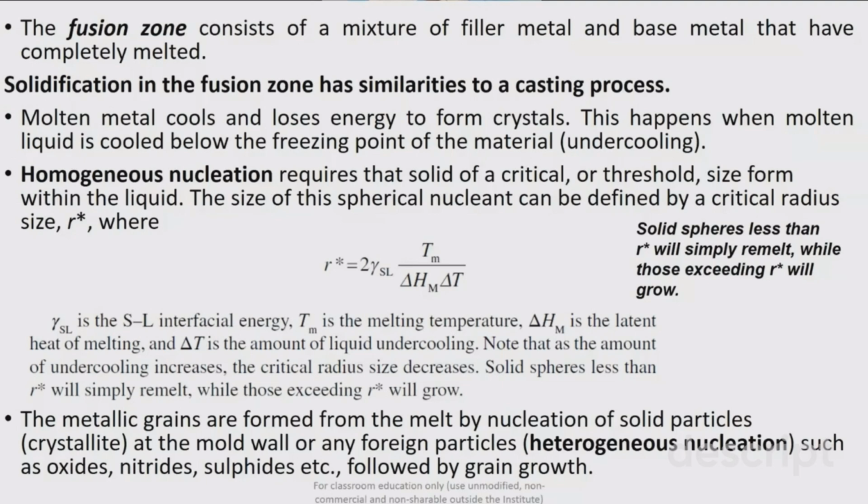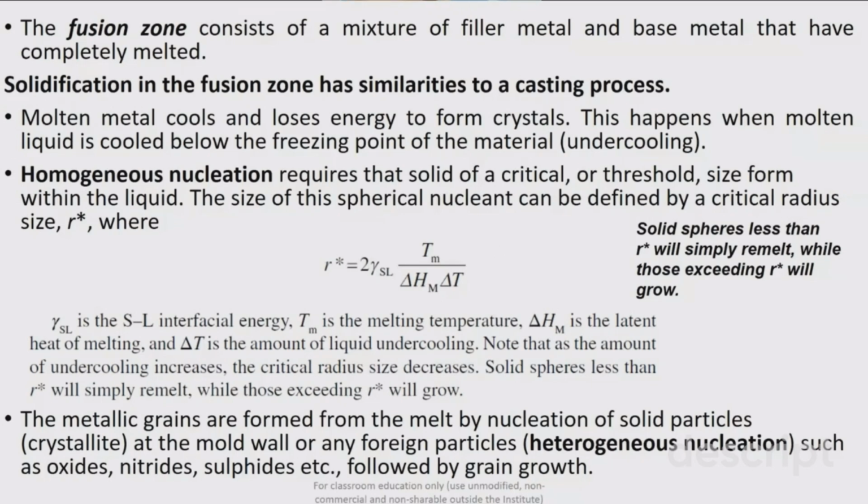The critical radius of the nucleants can be calculated with this correlation: R equals gamma SL Tm over delta Hm into delta T, where gamma SL is the solid-liquid interfacial energy, Tm is the melting point, delta Hm is the latent heat of melting, and delta T is the amount of liquid undercooling. This undercooling is cooling below the freezing point.